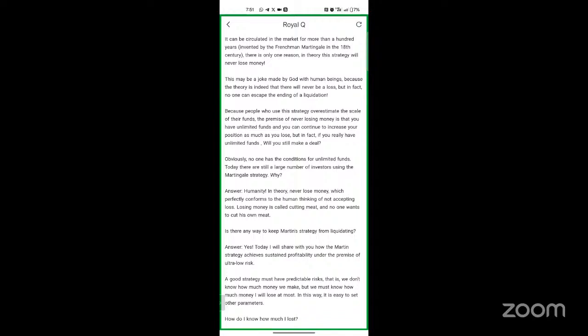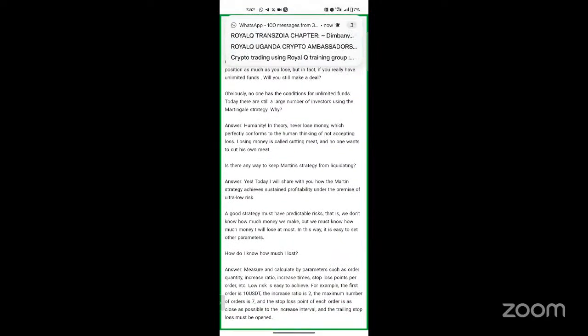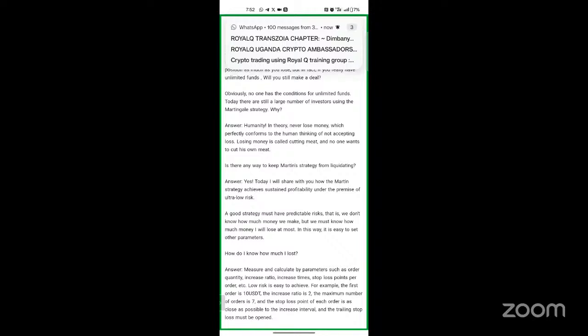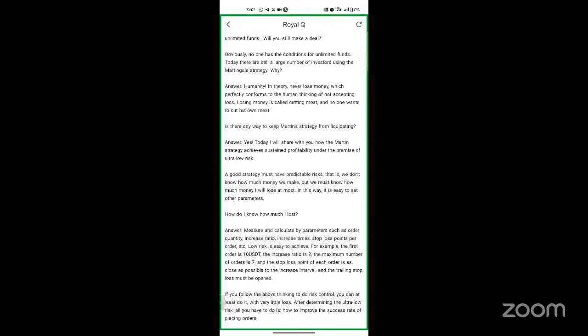Today, there are still a large number of investors using the martingale strategy. Why? Answer: humanity. The theory of never losing money perfectly conforms to the human thinking of not accepting loss. Losing money is called cutting meat. No one wants to cut his own meat. Let me first continue. Is there any way to keep martingale strategy from liquidation?